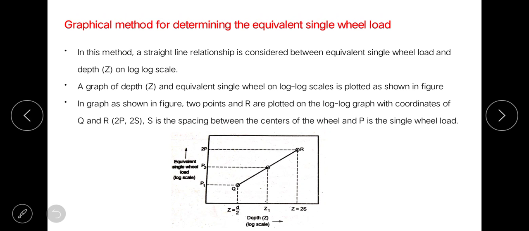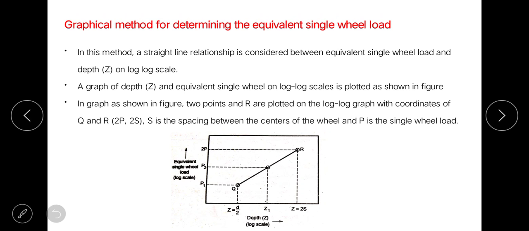Now in this method, a straight line relationship is considered between the equivalent single wheel load and the depth Z on a log-log scale. This figure is shown on a log-log scale. The graph of depth Z and equivalent single wheel load is plotted, and in this graph as shown in the figure, 2 points Q and R are plotted on log with the coordinates 2P and 2S. Okay, and a line is drawn joining Q and R. It is the locus of points where any single wheel load is equivalent to a certain set of dual wheels.